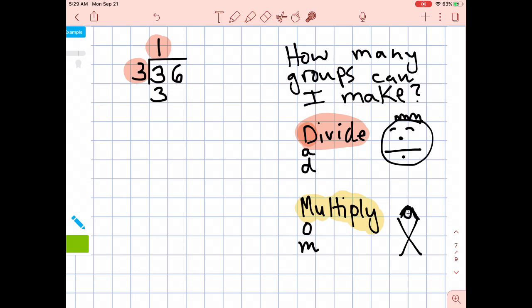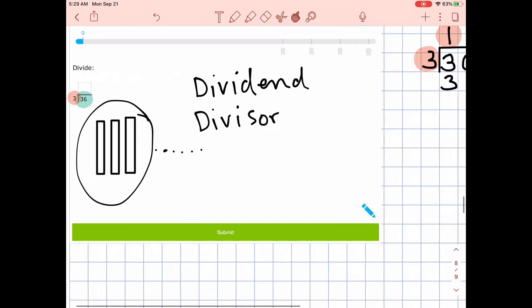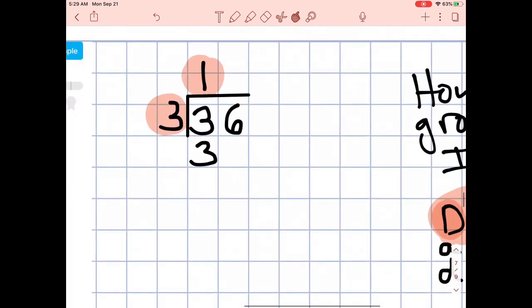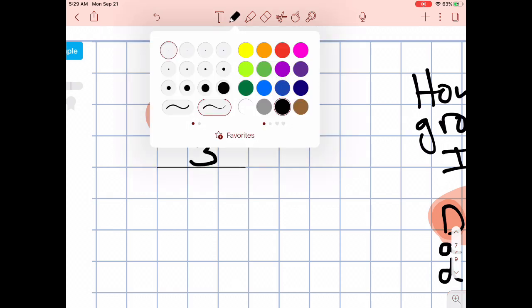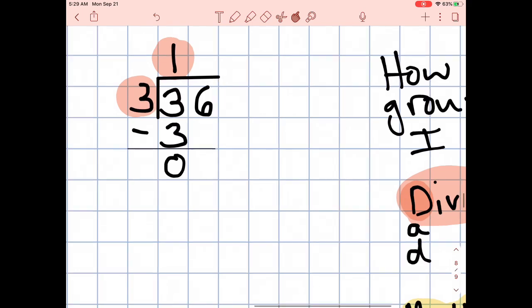Okay, so once I've grouped up those 3 10s, how much is left over? Let's find out. How much is left over? That sounds like subtract. Sounds like a subtraction word to me. So I'm going to draw in my little line here. My pencil got really small. There we go. And that would be subtraction. 3 minus 3 equals 0.